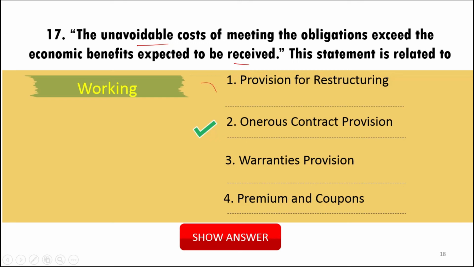When there are some obligations which we cannot avoid, we have to do them, but we know that the cost of fulfilling these obligations is more than the benefit that we are supposed to get, but we have to do it because we are bound by the contract. We cannot break the contract. So due to the contract we have to do that. Such cost is called onerous contract provision.